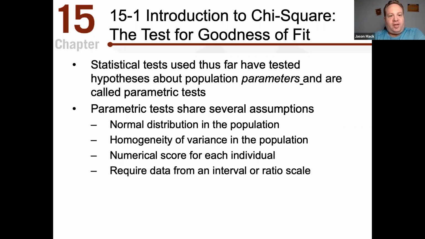Introduction to chi-square, the test for goodness of fit. Statistical tests used thus far have tested hypotheses about population parameters and are called parametric tests. Parametric tests share several assumptions. First, normal distribution in the population, homogeneity of variance in the population, a numerical score for each individual, and those also require data from an interval or ratio scale.